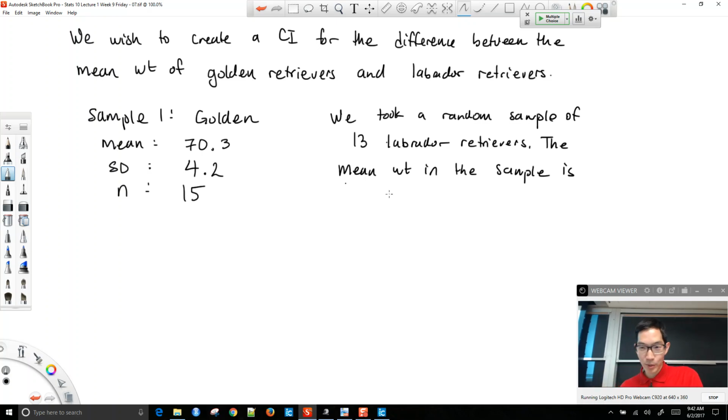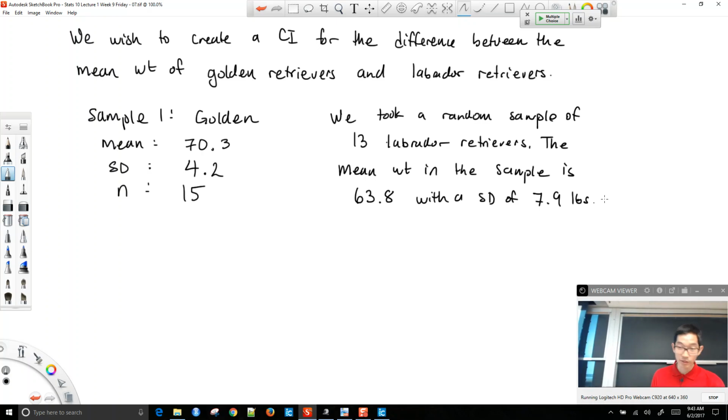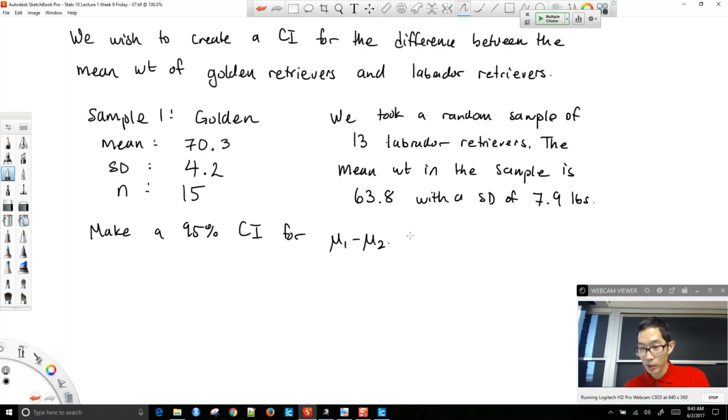Okay, and the mean weight here is, we'll say, what is this? I can't do math. We'll say 63.8 with a standard deviation of 7.9 pounds. Okay. And so we're going to ask, make a 95% confidence interval for mu1 minus mu2.